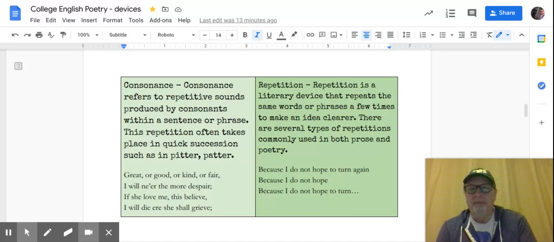Great or good, or kind or fair, I will ne'er be more despair. If she love me, this believe, I will die ere she shall grieve.